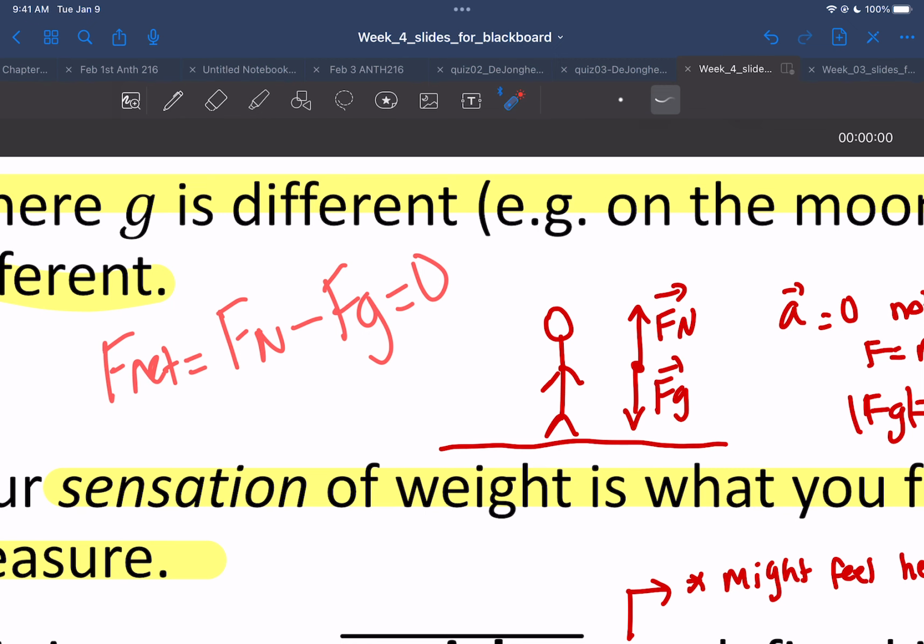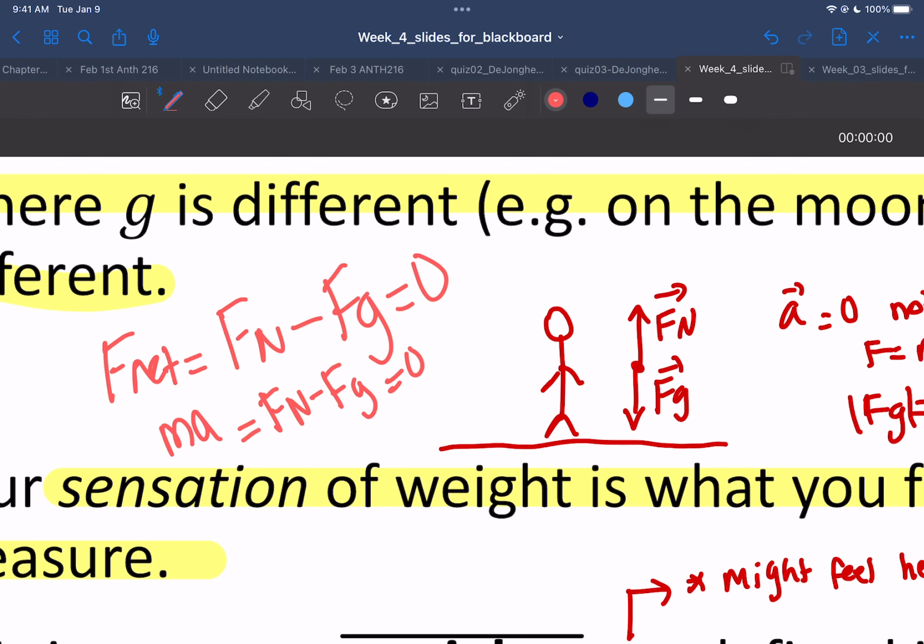Now, in that case, since we know that F is equal to ma, your a is 0 because you have no acceleration, you're not moving, right? And so Fn minus Fg is 0. So Fn is equal to Fg.